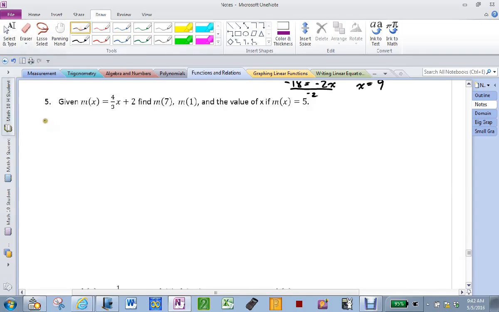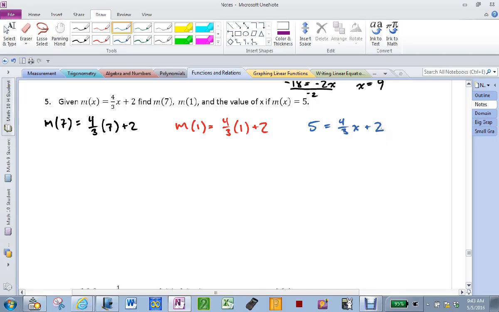Let's do it. I need the m of 7, so I'm going to write it out. 4/3 times 7 plus 2. You guys find the output. I need the m of 1, which is 4/3 times 1 plus 2. And then I need 5 to equal 4/3 x plus 2. That is the only help I'm going to give you. I'm going to start you off. You guys should be able to figure this out now. You may need to use your calculator.